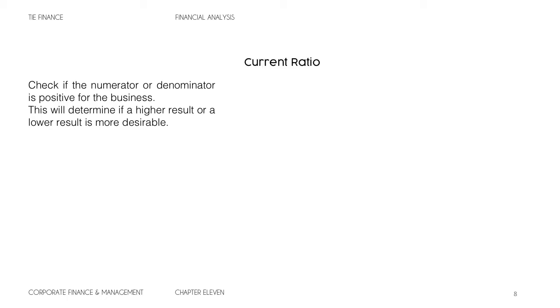So let's start with the first ratio. The current ratio is current assets divided by current liabilities. In this case, of course, having more current assets than liabilities is in our interest because it's just better for the business. Like in the last example, a higher numerator divided by a lower denominator is much better here, because we want more assets than liabilities.